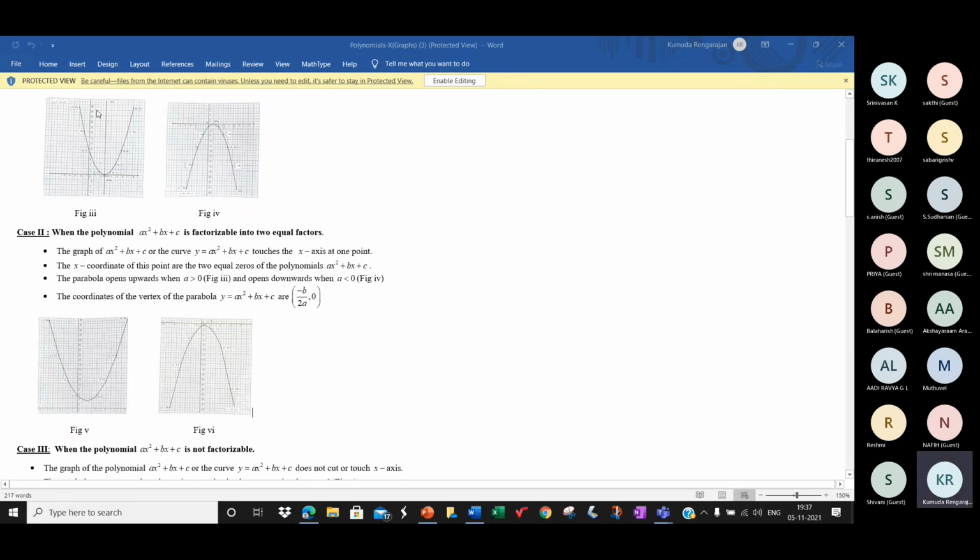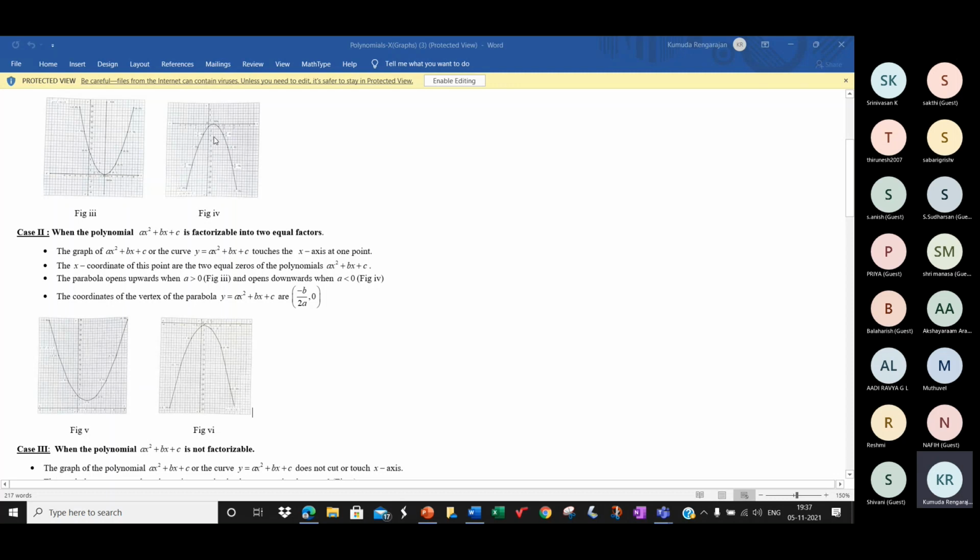The parabola here in figure 3 opens upwards because the value of a is greater than 0. And in figure 4, the parabola opens downwards because the value of a is less than 0. The parabola intersects the x-axis at only 1 point because it has only 1 zero or 2 equal zeros. That's why it just touches the x-axis at 1 point.